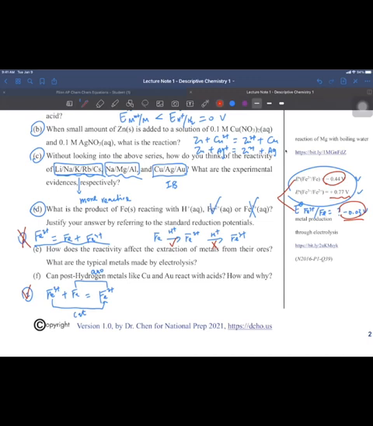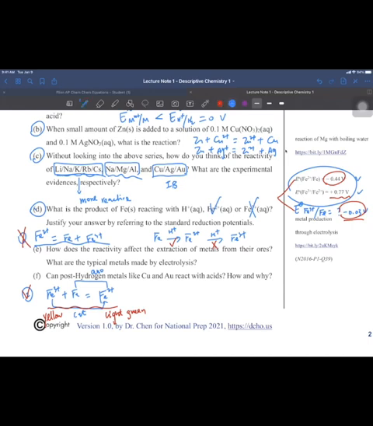So guys, search in YouTube by yourself after class. Basically, you can search, let's say, iron 3 chloride mixed with iron, and you will see the color of the solution will change from yellow to very light green. Because light green is the color of the iron 2+, yellow is the color of the iron 3+.